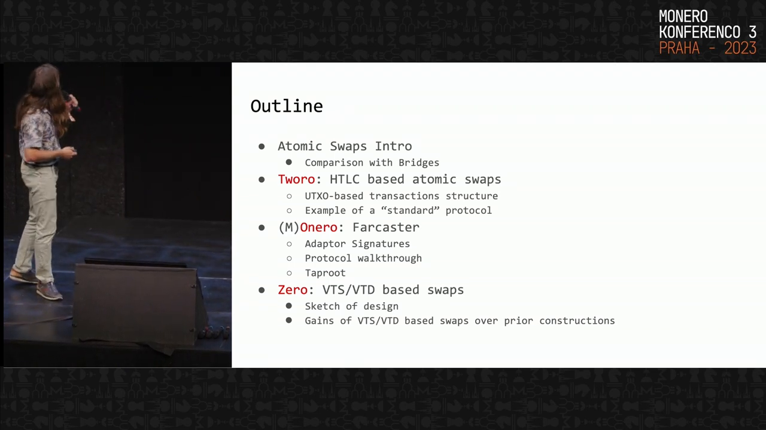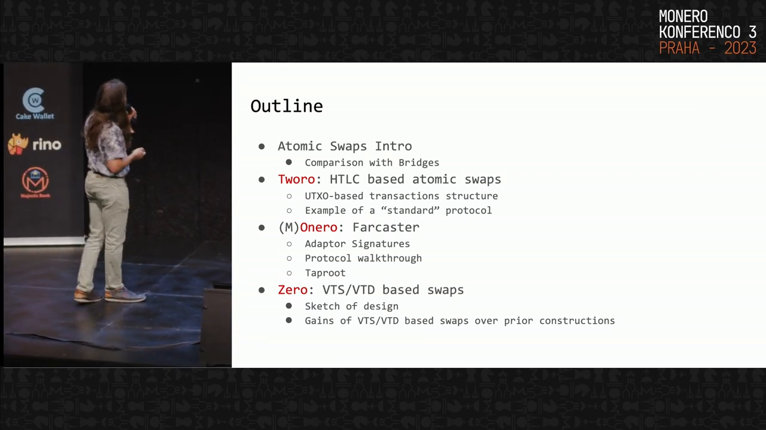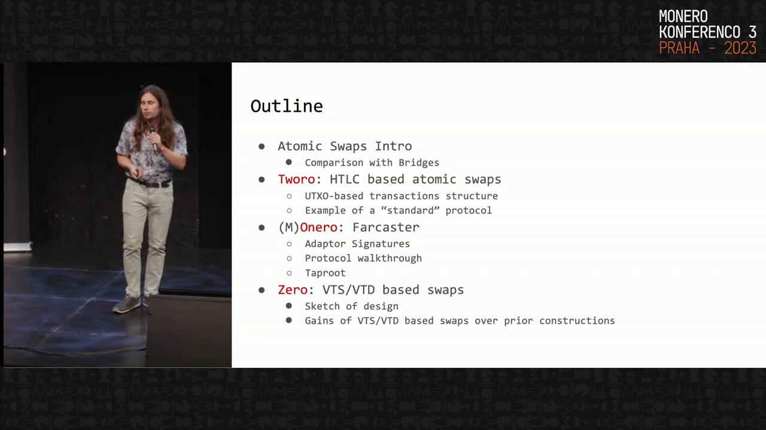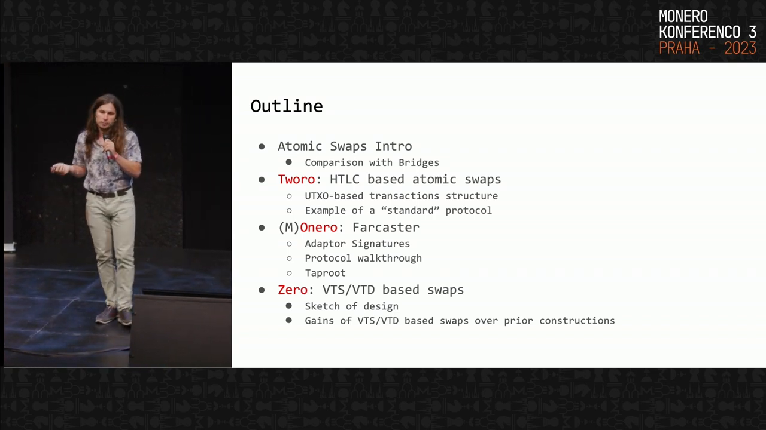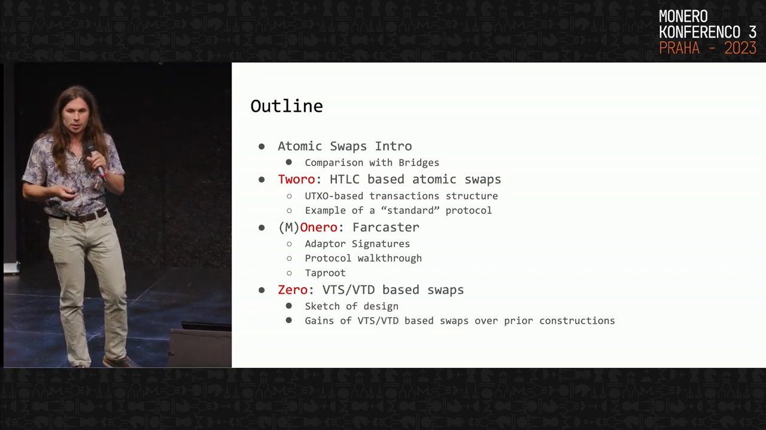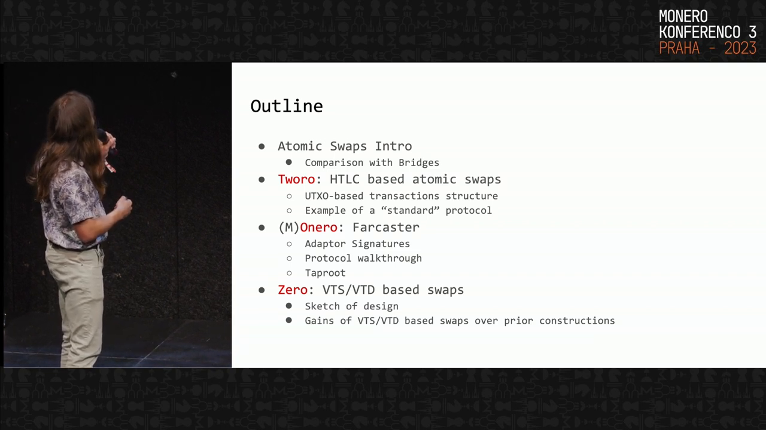The first one that we'll be looking at is HTLC-based atomic swaps. These are UTXO-based transaction structures, and that's the standard atomic swap that we've known for many years before Hasib wrote his atomic swap paper for doing Bitcoin to Monero. That's the next one that we're going to speak about.